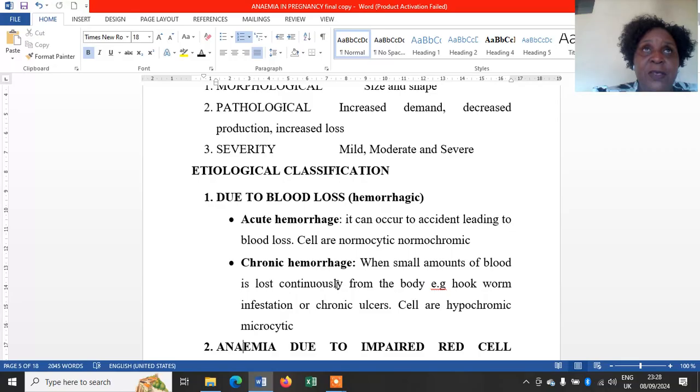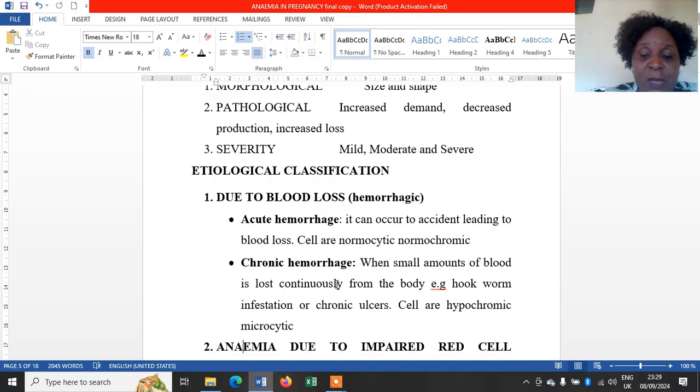So if a mother bleeds due to acute hemorrhage, when you look at the red blood cells through the microscope, the cells are very normal. So what does it mean? This mother may just need a replacement of cells. And when you look at chronic hemorrhage, the cells are hypochromic and microcytic.